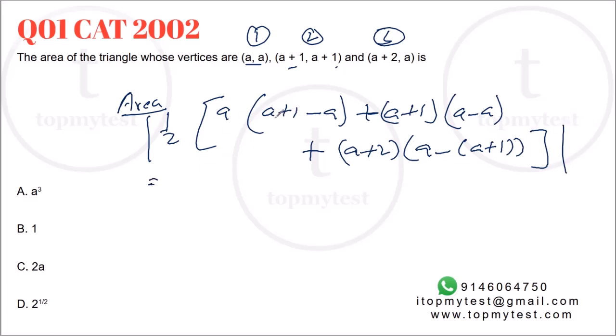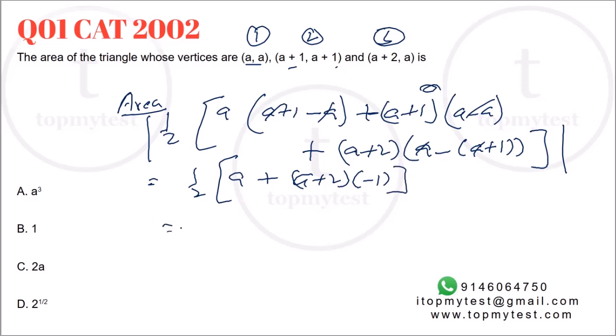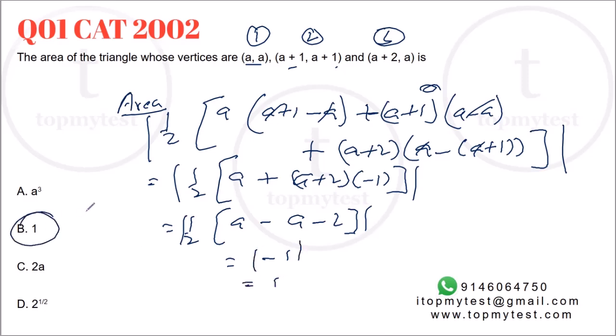So this will be 1, this will be 0, and this will be minus 1. If we rewrite this, it will be half of a, this is 0, plus a plus 2 into minus 1, which is the same as half of a minus 2, so it's minus 1. Modulus of that will be equal to 1, option B. Pretty straightforward application, job done.